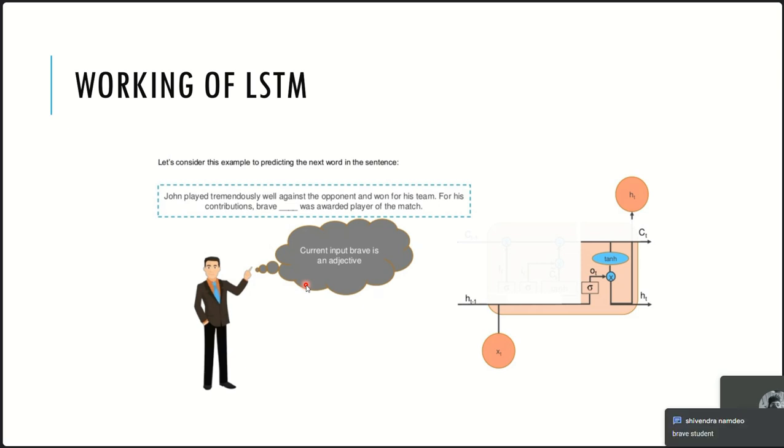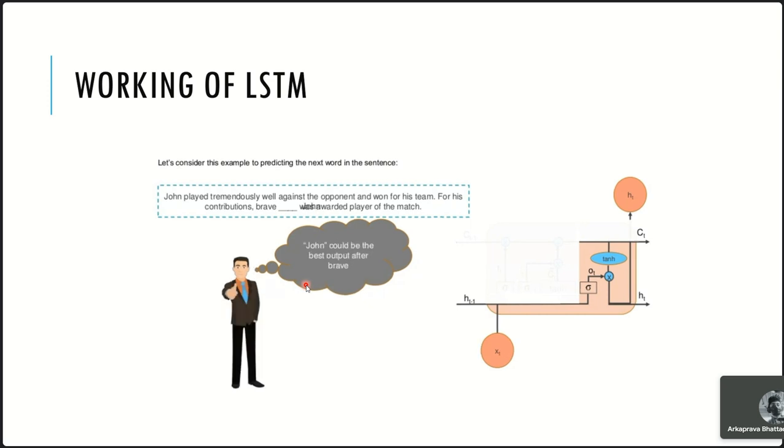The best possible noun that fits this particular sentence: an adjective describes a noun. The best possible noun that describes this sentence is John, because we are talking about John previously, and this sentence also talks about John. So the simple noun which fits into this sentence is John. So John could be the best output after brave.